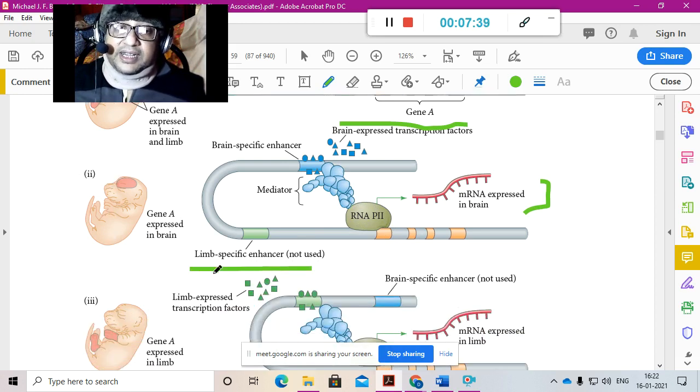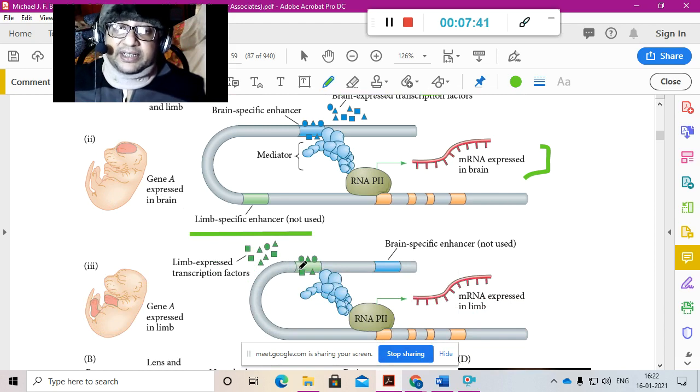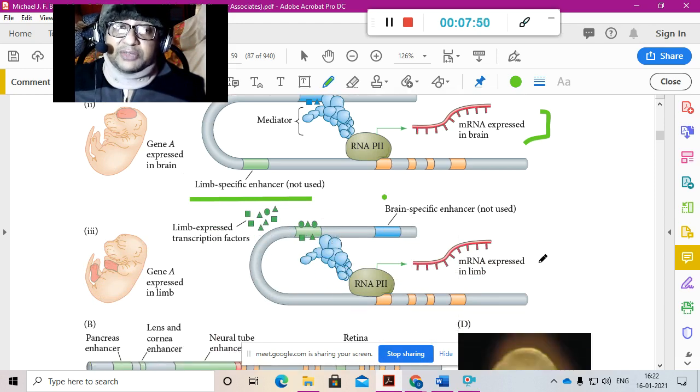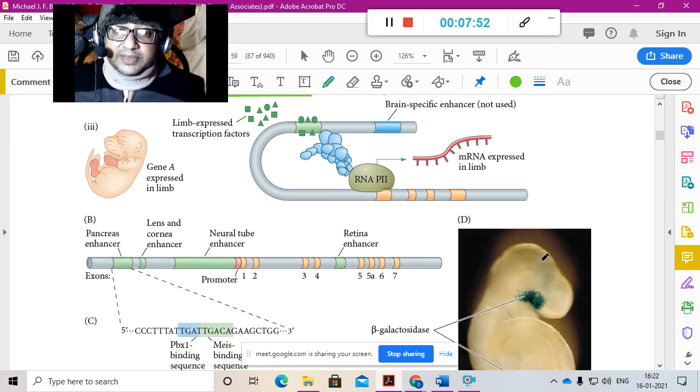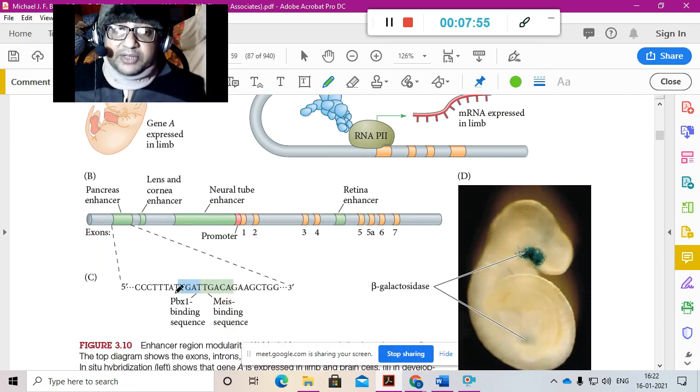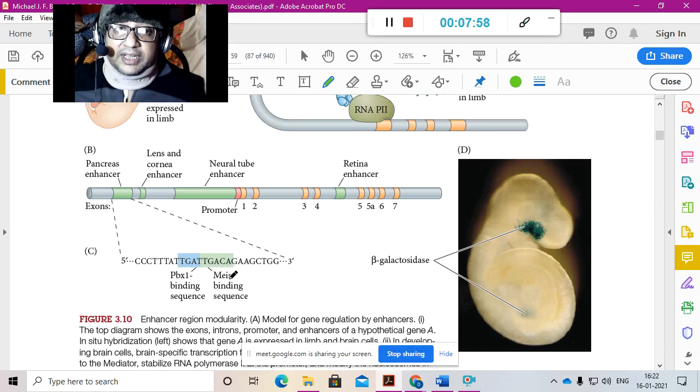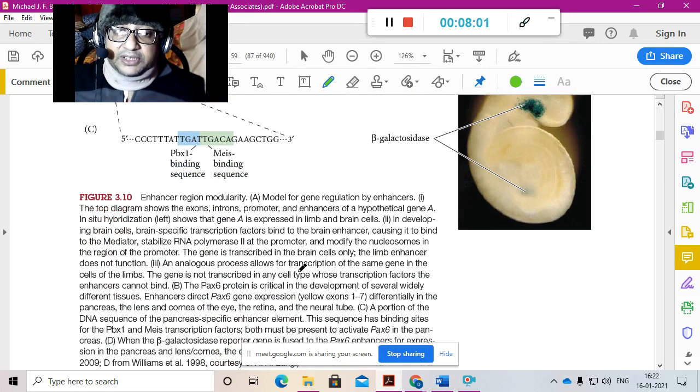But when limb specific transcription factors are there, the brain specific enhancer is not used and only the limb specific enhancer is used, and so you have mRNA which is expressed in limbs. Such a thing you can see, for example, in the PAX6 gene. The PAX6 protein is critical in the development of several widely different tissues. Enhancers direct PAX6 gene expression differentially in the pancreas, the lens and cornea of the eyes, and the neural tube.